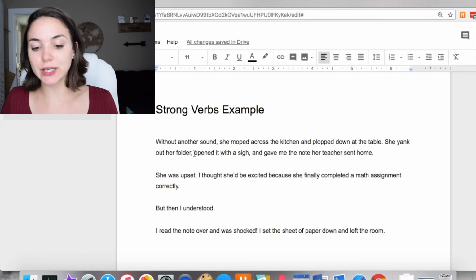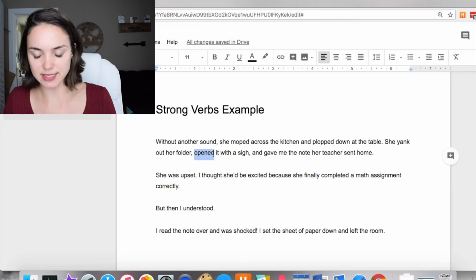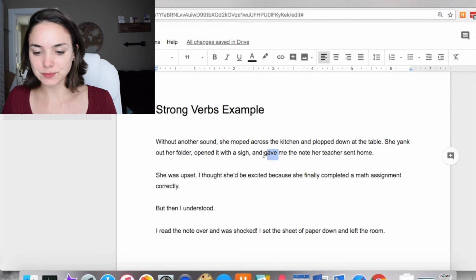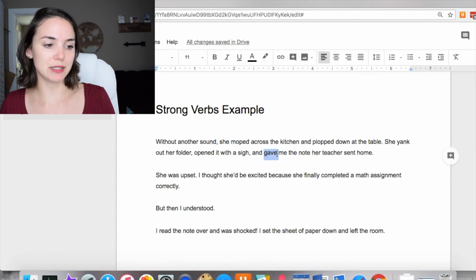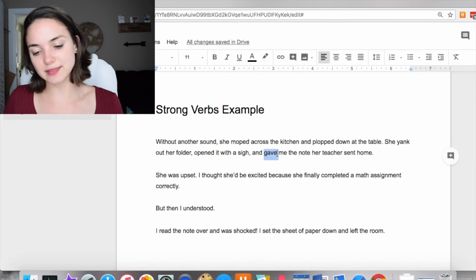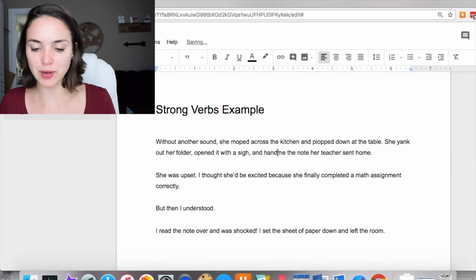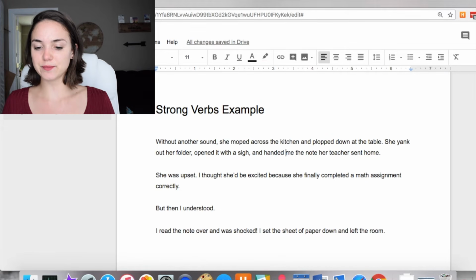She opened it with a sigh. We could change opened, but I think it's not really necessary in this sense. And gave me the note her teacher sent home. So gave is also a bit of a weak verb that we can replace. So how did she give me the note? Did she just hand it to me? Did she just set it down? Or how did she do this? This one also isn't as important, but we could do handed. So she just handed me the note, her hand to mine, and then that one's done.